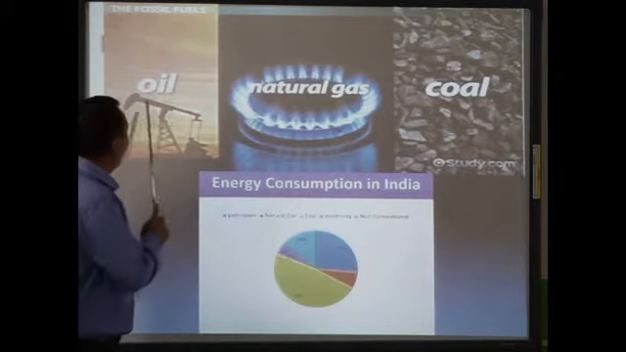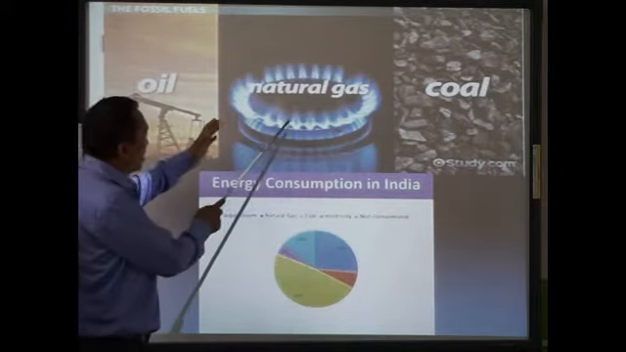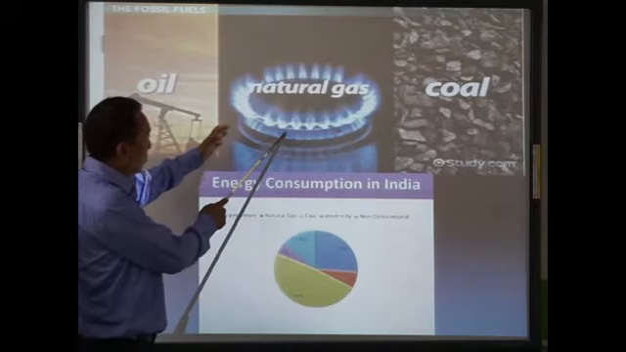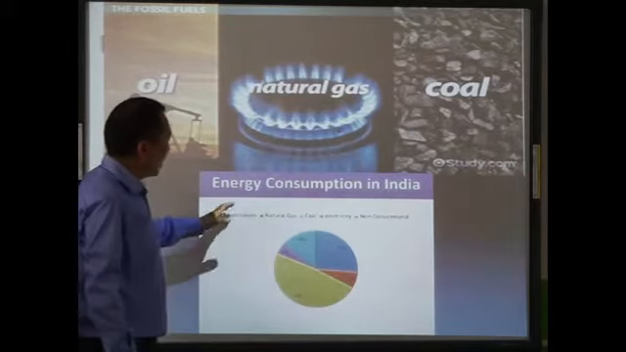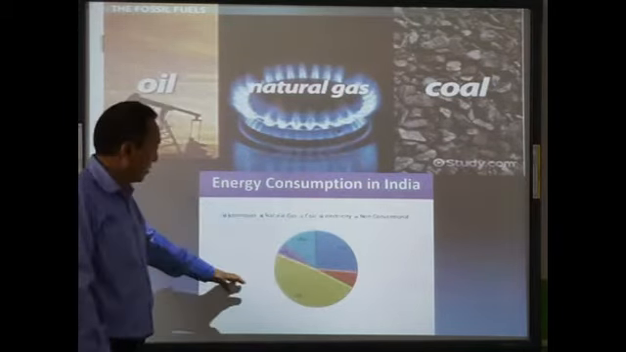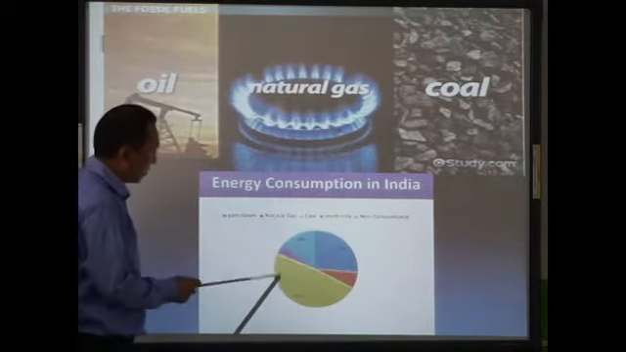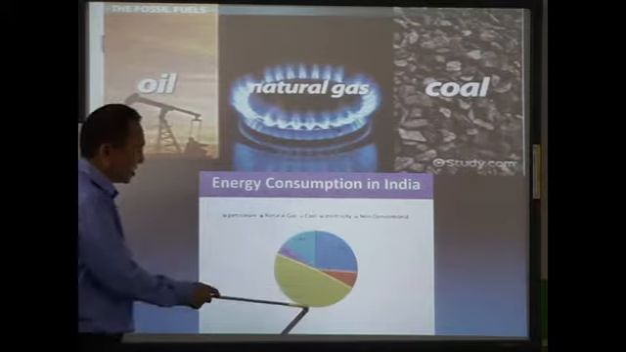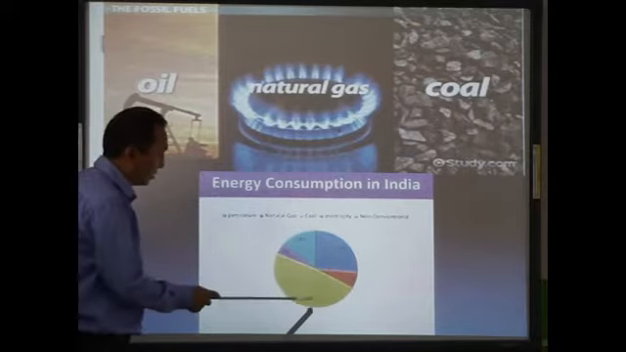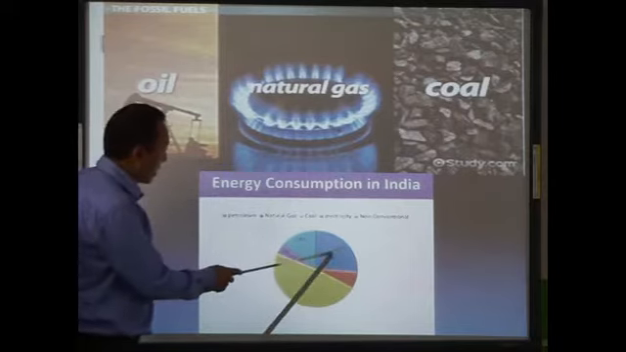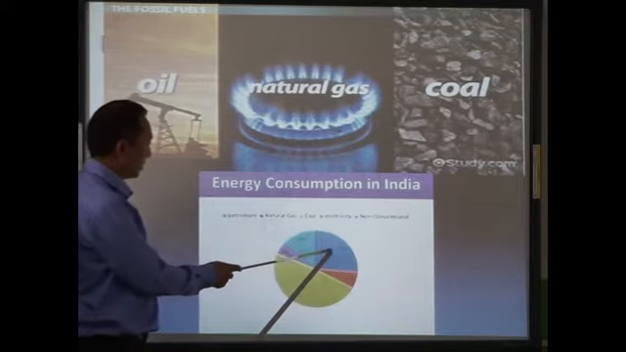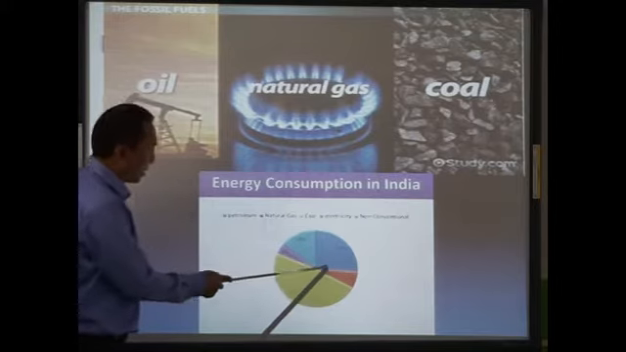You can see there the oil extraction, the natural gas, very, very important for us, coal. You can see the energy consumption in India. Though it may not be very clear, the majority of the energy consumption here is coal. Majority of the energy consumption in India is coal. Then the next one is petroleum. See, this is petroleum.